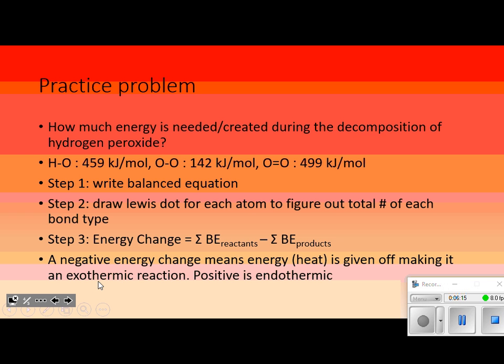On the other hand, if you did this equation up here, reactants minus products, and it gave you a positive value, that would be endothermic. More energy is put in to break the reactants than is given off when new products are formed.